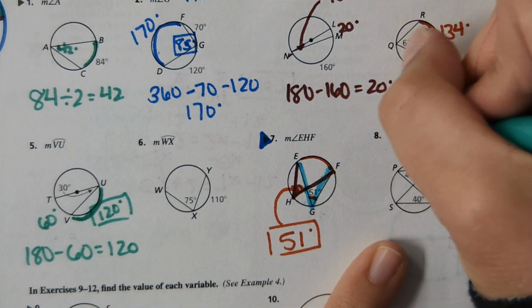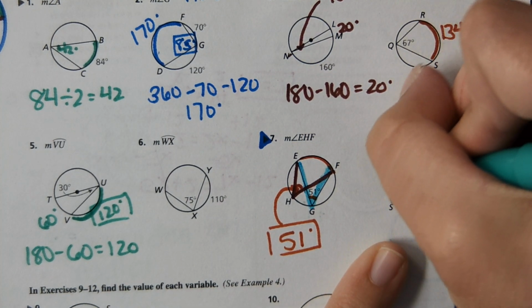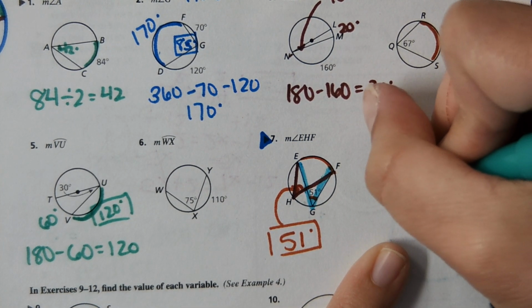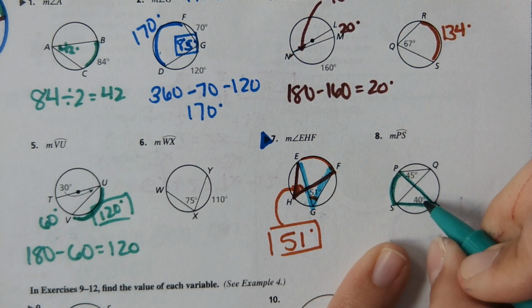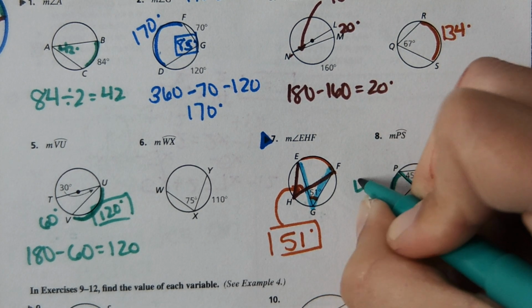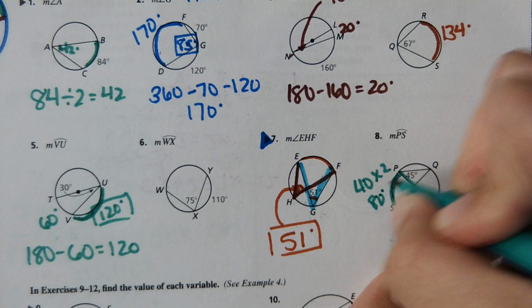And then for number 8, it asks for the measure of arc PS. So I look at which angle has that as its intercepted arc. It's this 40-degree angle, so 40 times 2 would be 80 degrees here.